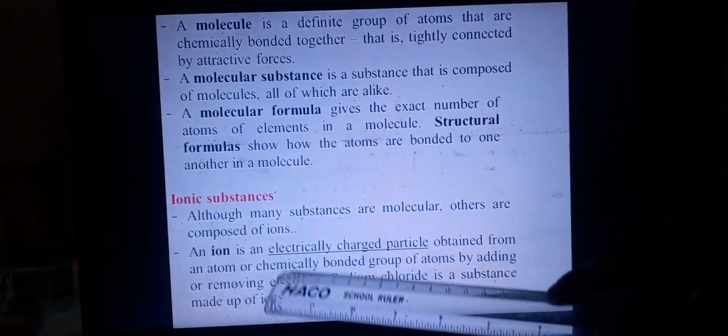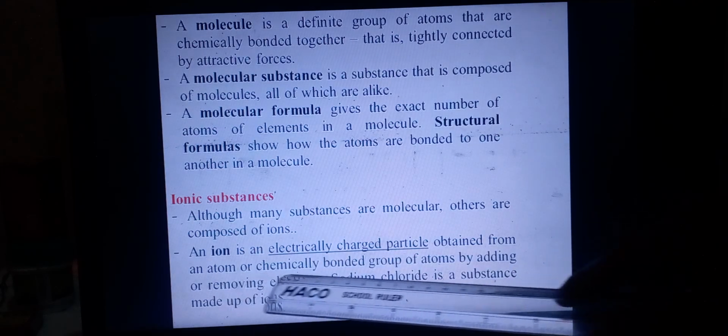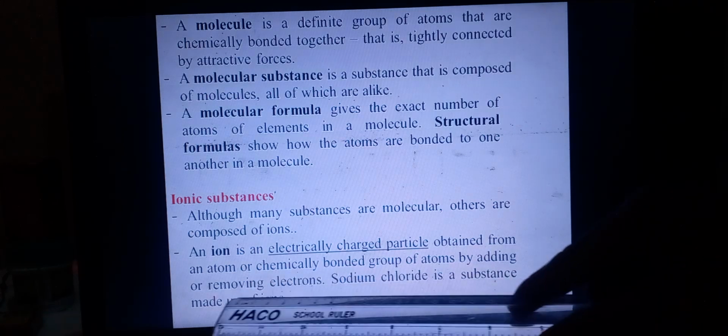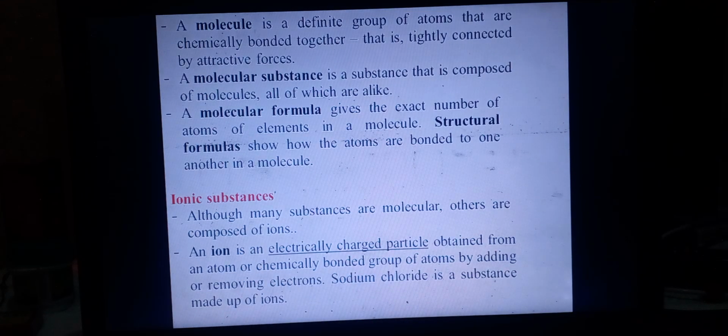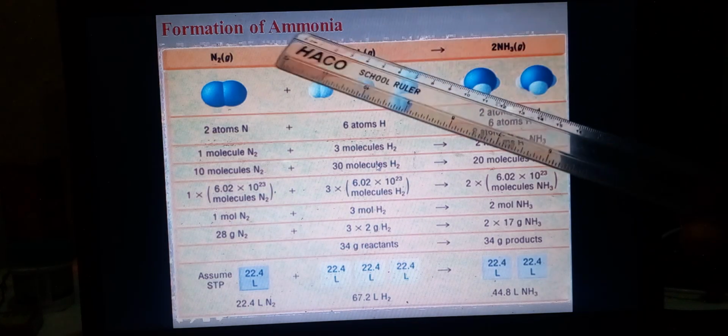So an ion is an electrically charged particle obtained from an atom or chemically bonded group of atoms by adding or removing electrons. And they have given us sodium chloride as an example of an ionic compound. So now we look at the formation of ammonia.